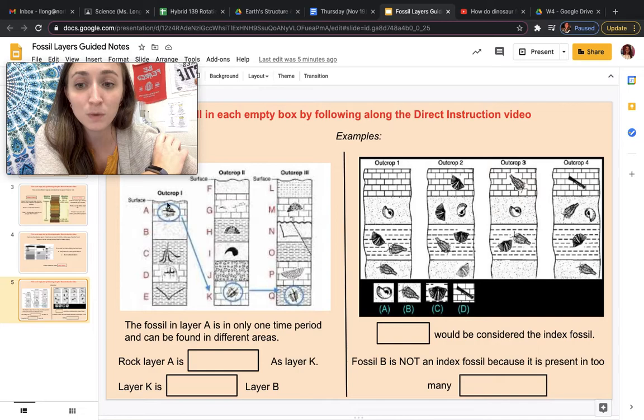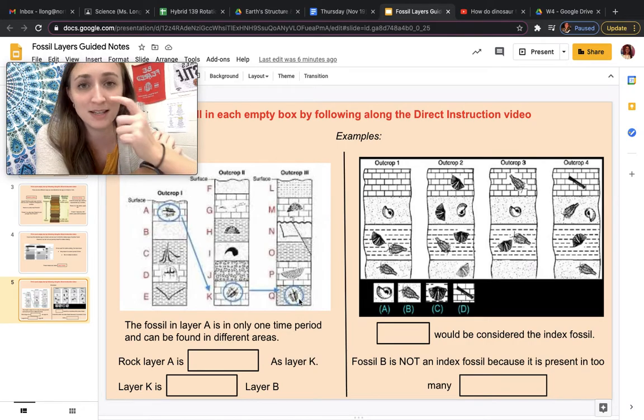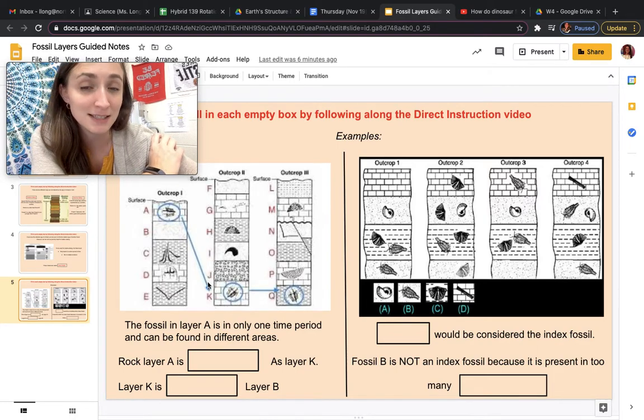So if this one is that old, we know that this fossil, since this is an index fossil, must be the same exact age. Okay? So if this one is 10 million years old, we'll say this one is 10 million years old, which means this one is 10 million years old. Since we know that these are the same age, we can do some relative dating with the other layers.